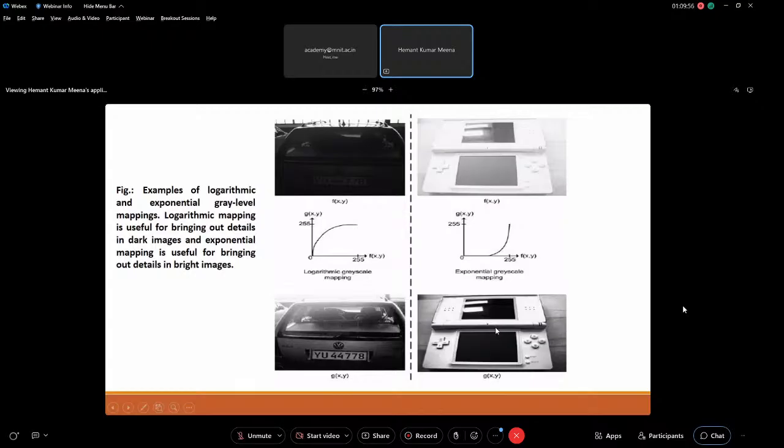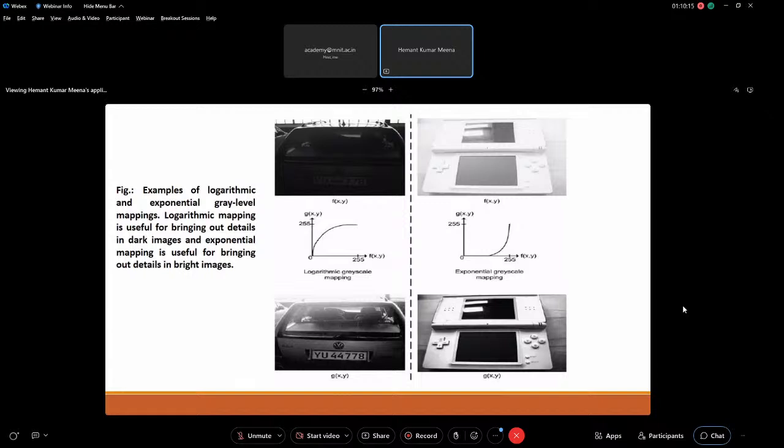What is actually happening? Recall that the basic operation is changing the intensity of the pixel. The intensity of pixels has been changed here. What we are saying is that the values at the lower end have been increased.